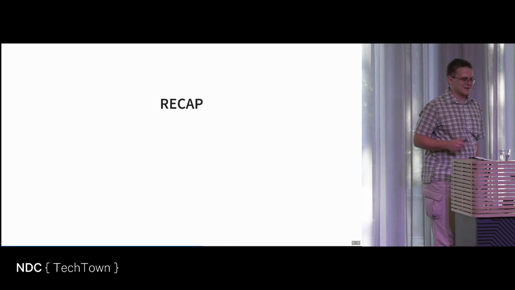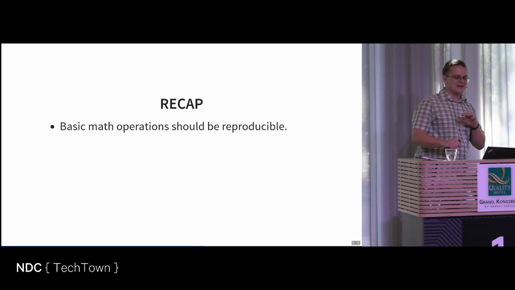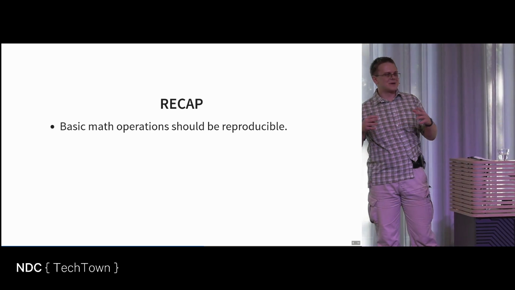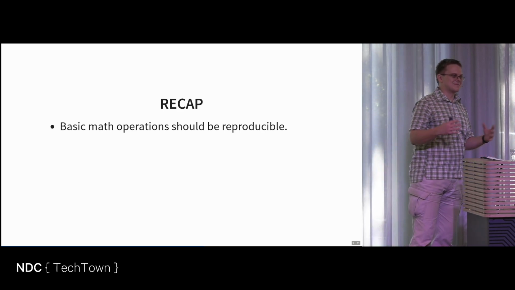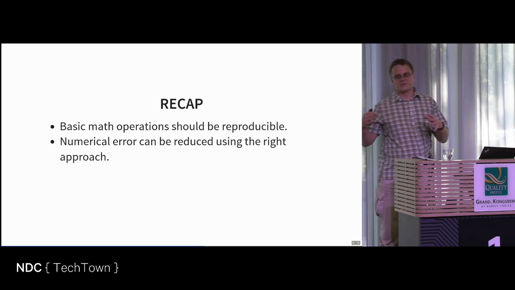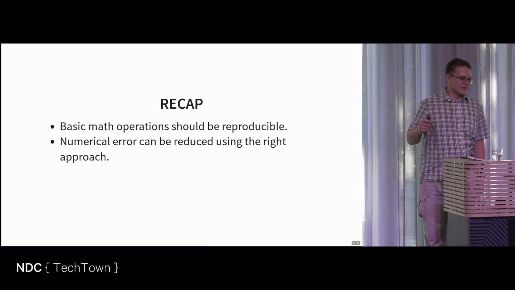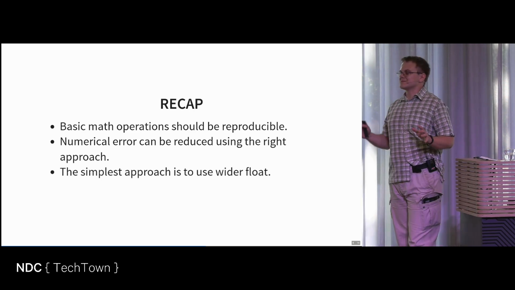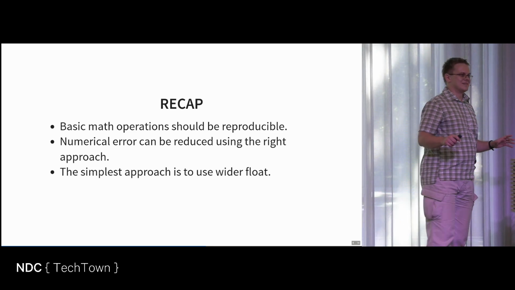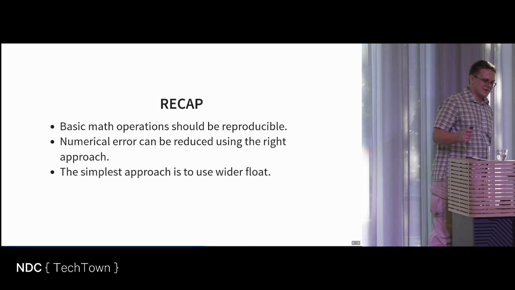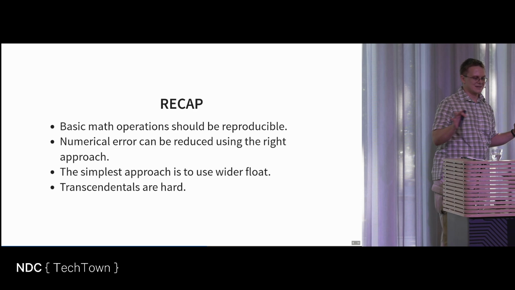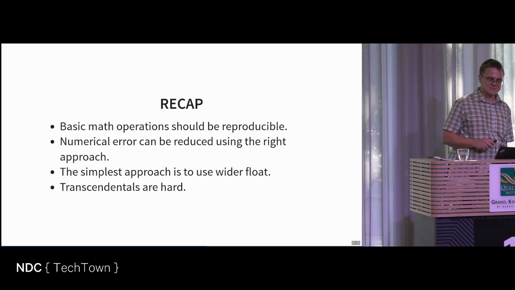So to recap this part, basic math operations that we are used to should be reproducible. Caveat, must follow IEEE standard, must follow it correctly, and so on. You can reduce numerical errors in your computations. Use the right approach to what you are computing, and the simplest approach is always to use wider floats, right? Do you have issues with 32-bit floats? Use 64-bit floats. Don't do anything else until you did this. Now, transcendentals are hard. That's one of the functions. Reproducibility is hard and slow. Okay?